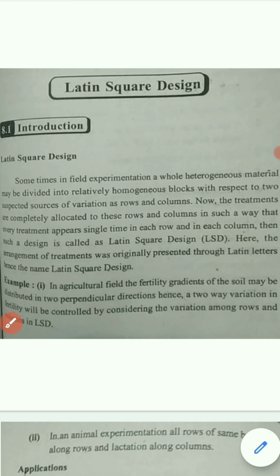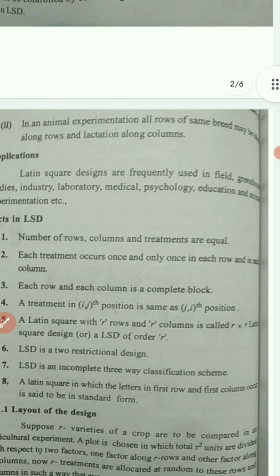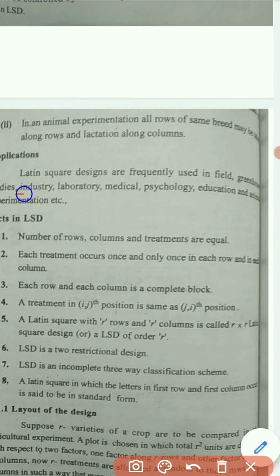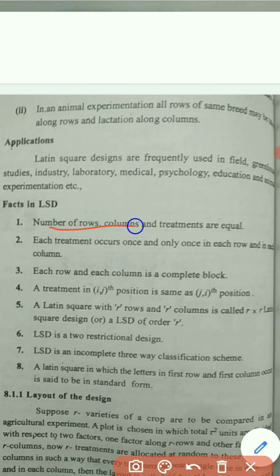And I will give some more examples. This is applied in medical, psychology, education. All this experimentation we can do. And some of the facts of LSD are: row, column and treatment are equal.